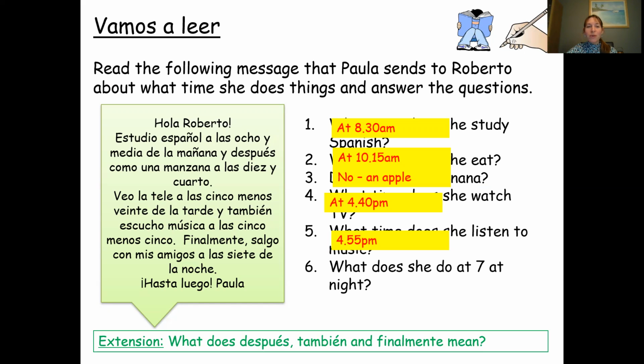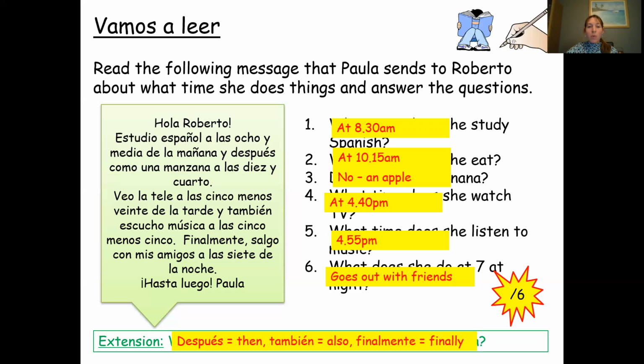Final question, what does she do at 7 at night? She goes out with friends, and we know that because it says, finalmente salgo con mis amigos a las 7 de la noche. Okay, so this is drawing upon lots of the language that you learnt last week in our lessons about things we do in our free time. Give yourself a mark out of 6 for that. And for those of you who went on to do the extension, well done for that. Después means then, también means also, and finalmente means finally.